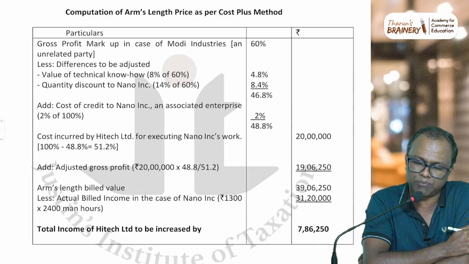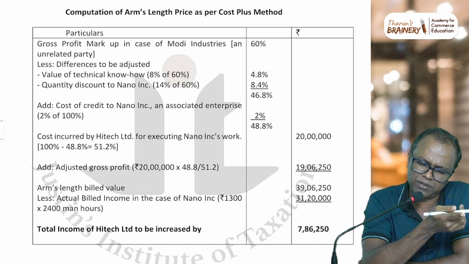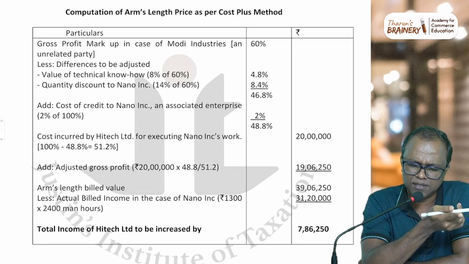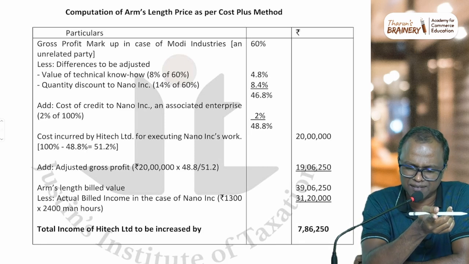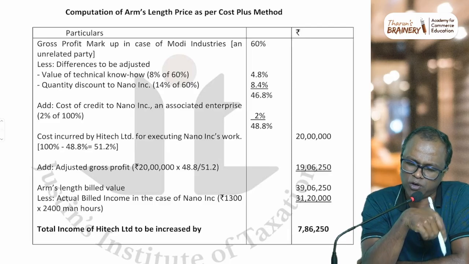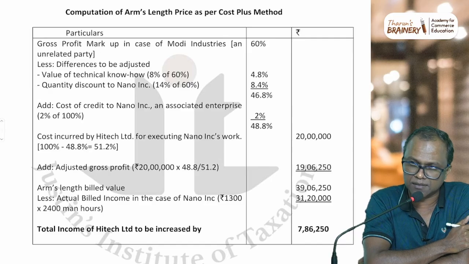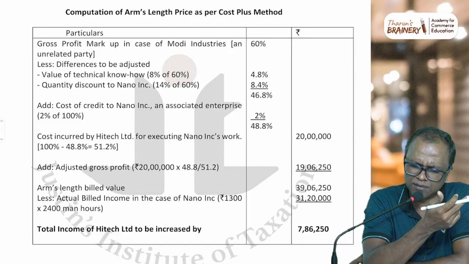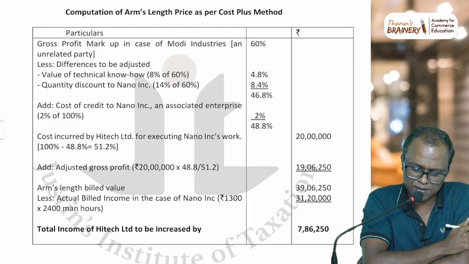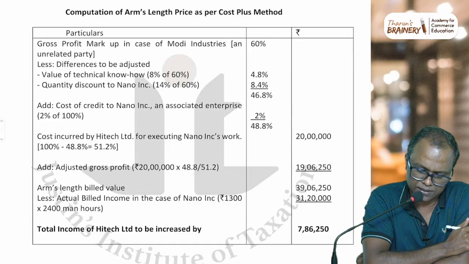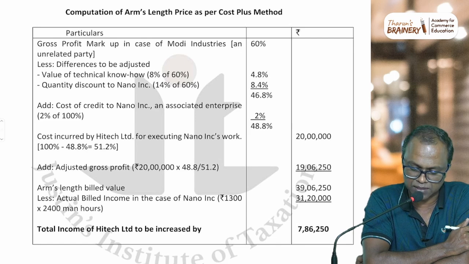So therefore 51.2% is 20 lakhs, because it is a percentage on sales, right? 48.8% on sales. So sales is 100, right? To get the cost amount, we know 20 lakhs, so sales minus profit margin 48.8. So 100 minus 48.8, 51.2 is the cost. Then what will be the 100? We will get the sales. So directly you can add the margin. So 20 lakhs divided by 51.2, into 48.8.